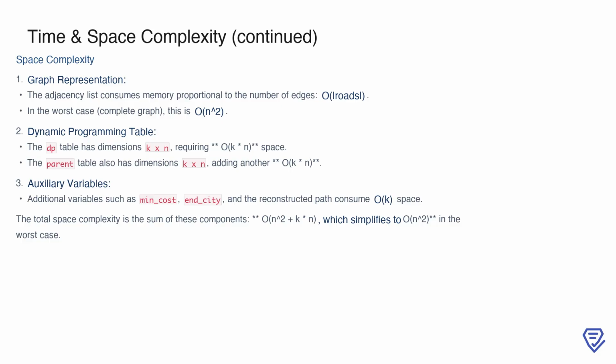When we sum these components, the total space complexity becomes n squared plus k times n. However, since n squared dominates in the worst case, the overall space complexity simplifies to n squared.